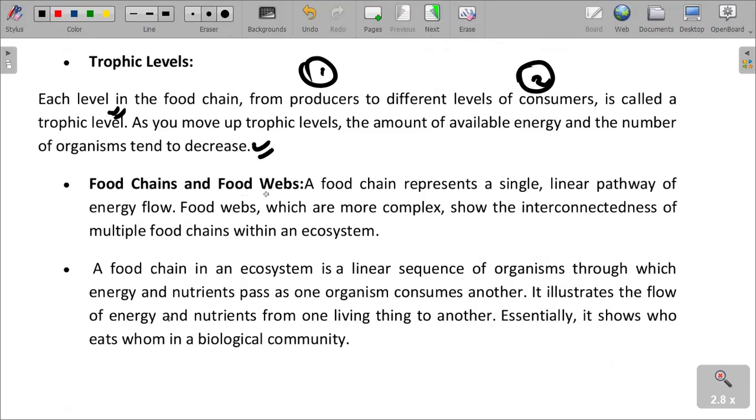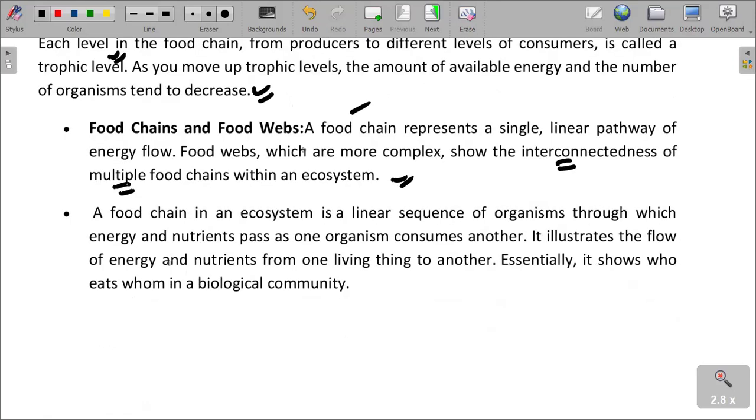A food chain represents a single linear pathway of energy flow. That is a food chain. And then a food web, which is more complex, shows the interconnectedness of multiple food chains within an ecosystem. As organisms depend on each other, there is a web of connections which we can identify as a food web.